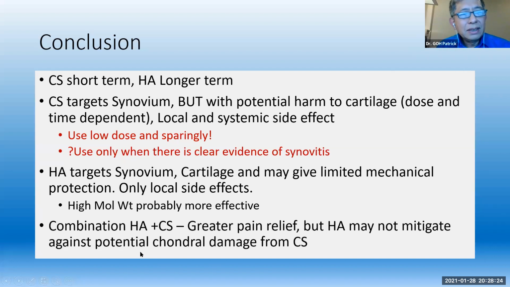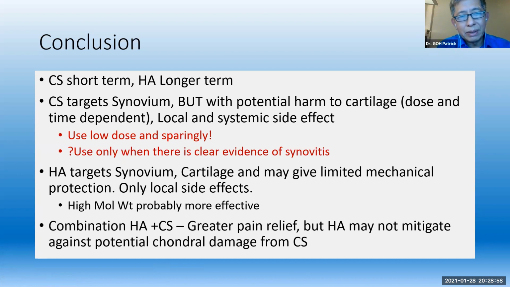So in conclusion, corticosteroids probably have a shorter term effect on osteoarthritis, hyaluronic acid longer term. When you think of cortisone, corticosteroid injection, we are targeting the synovium, but bearing in mind there's potential collateral damage to the cartilage, which is dose and time dependent. There could be local and systemic side effects. And I would only use it if I was convinced there's clear evidence of synovitis as the main cause of pain. Because as you know, in osteoarthritis, the pain is not all about synovitis.